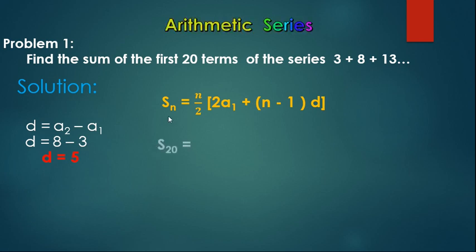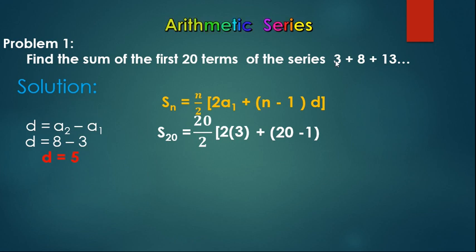So, we are looking for the first 20 terms. So, n is equal to 20. So, this is 20. Ayan. 20 over 2. And then we have here our a sub 1, which is positive 3. Next, again, the value of our n is 20. And our common difference is 5. So, ayan. So, I hope nasundan po.